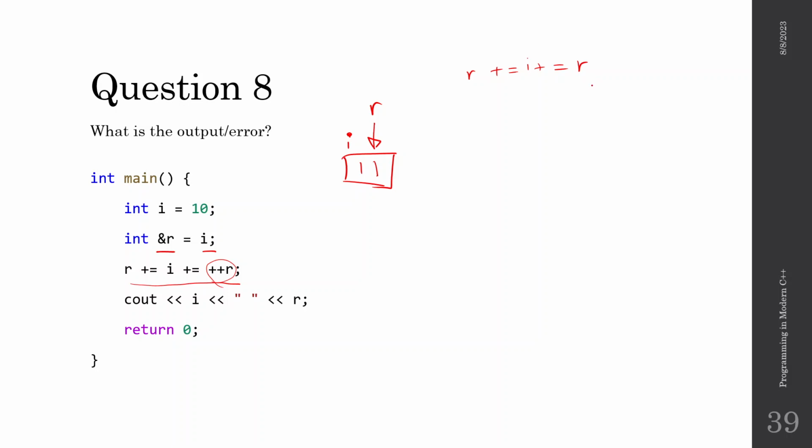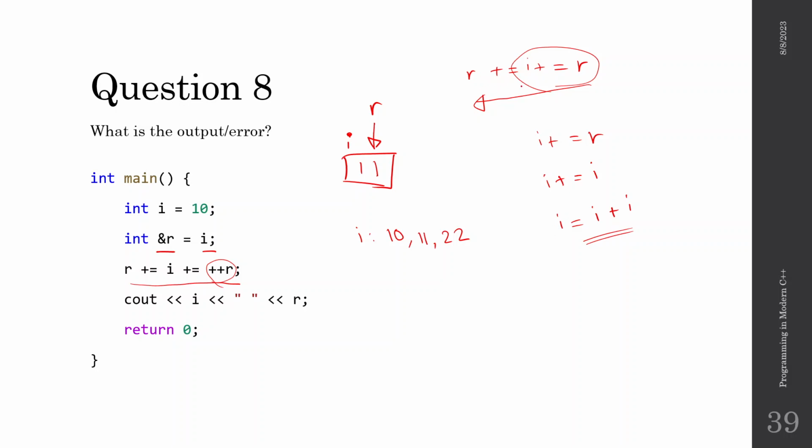We will now execute it from right to left. First we'll do this: I plus equal to R. Now R is also basically I only, so it will be I plus equal to I, which is basically I equal to I plus I. So I will be doubled, so it will go from 11 to 22. If I track the history of I, first it was 10, then it became 11, now it will be 22.